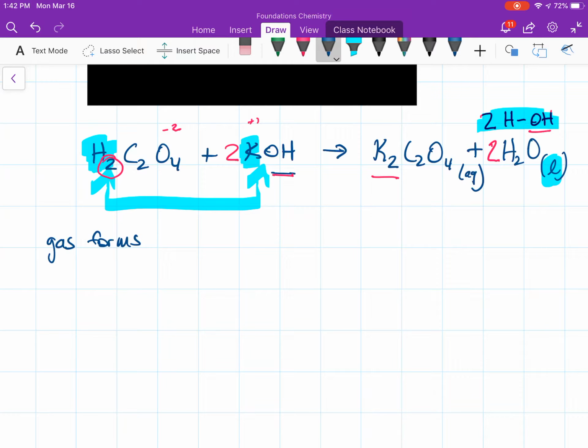Now, on a test, if you're not looking for a precipitate, I would probably give you a hint that a gas was forming, because we don't have enough chemical background to necessarily know if a compound is a gas or not. So I would tell you that it was a gas, or I would give you a hint that it was a gas, so that you would know how to predict, okay?